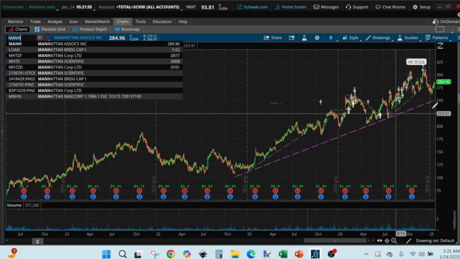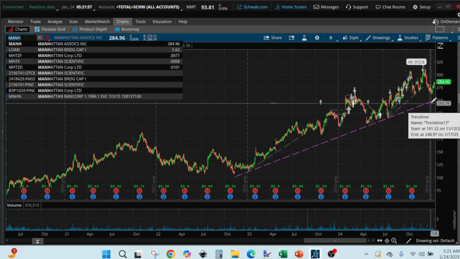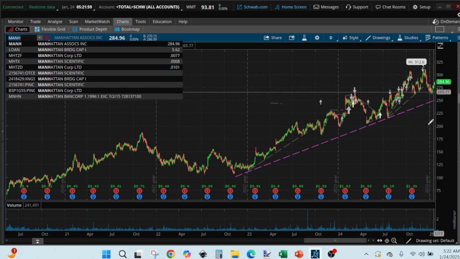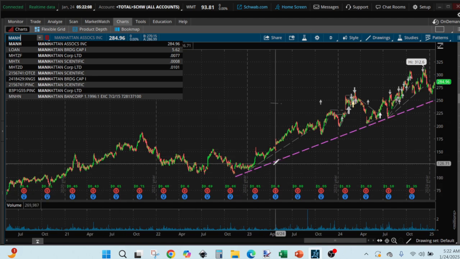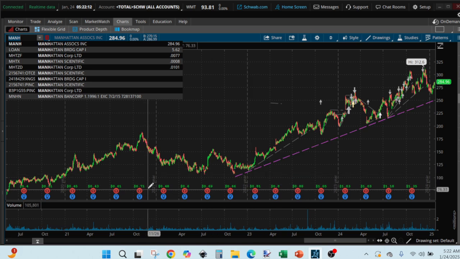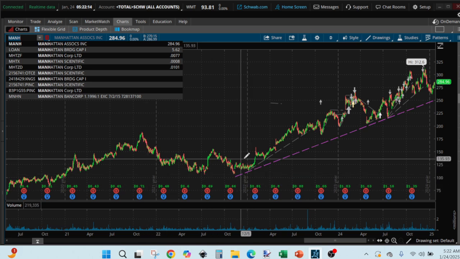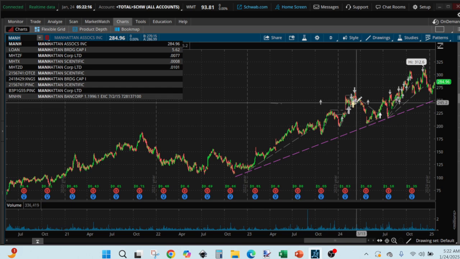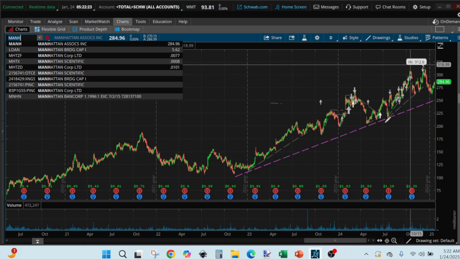So MANH, we like to buy at this trend line. It pulled back, not too close to it, and it started going up. When we look at it though, it does make a wide mountain. So we don't know. We see this, yeah, it's like it's still on its way to the top.